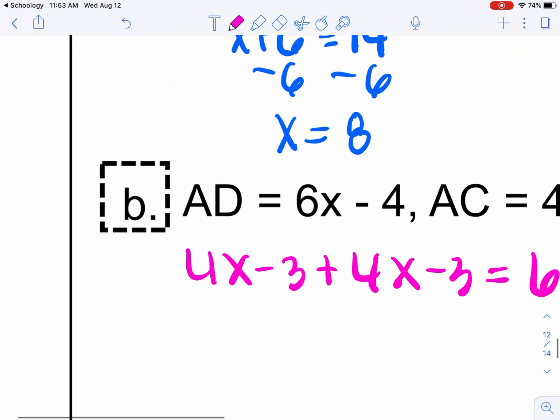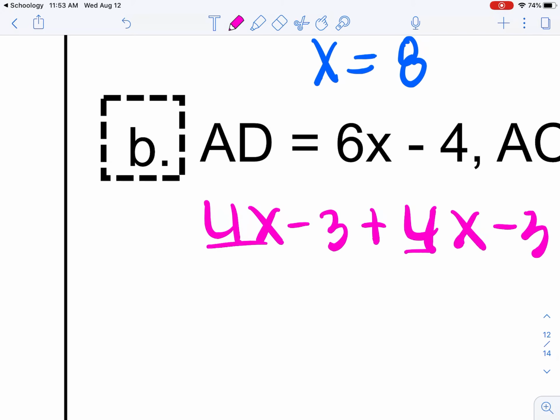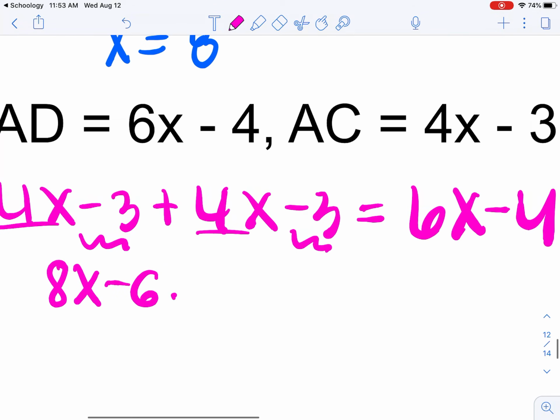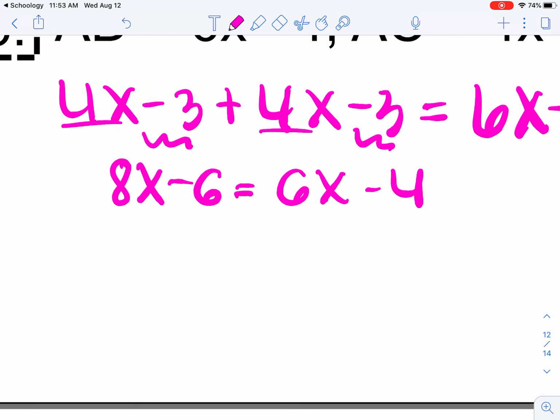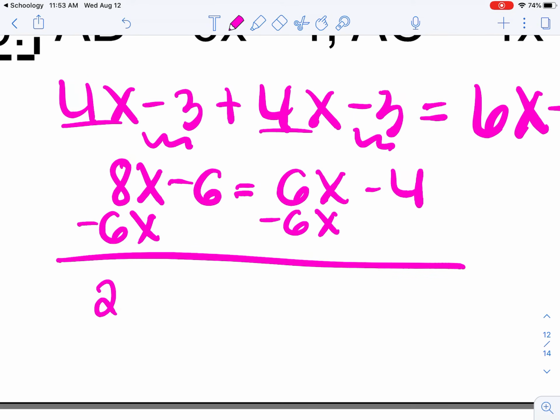All right, left-hand side, are there any like terms? 4x and 4x is 8x. Negative 3 and negative 3 is negative 6. Equals 6x minus 4. Okay, notice there were no like terms on that side. All right, I need to get x's by themselves. They are not. So I'm going to get all these x's on this side by subtracting them.